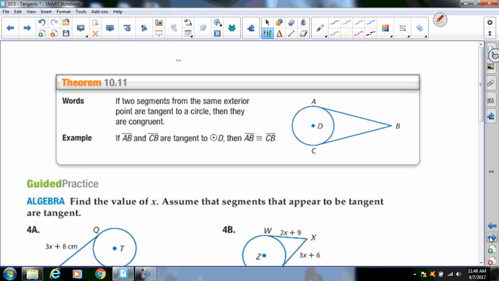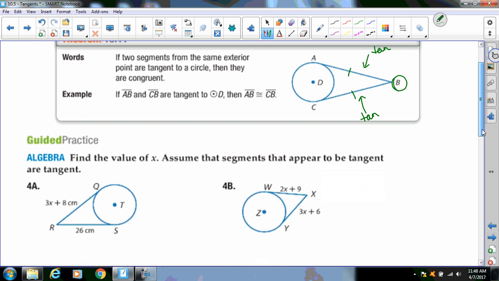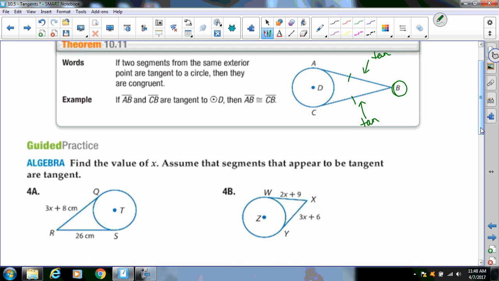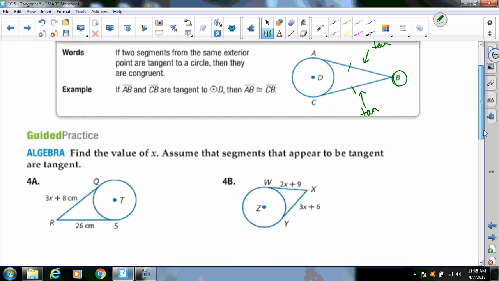All right, now the next one. If you have two segments that are coming from the same exterior point, so now we have a tangent line here, and we have a tangent line here, and they're both coming from this common point B outside the circle. If that happens, then the conclusion is that BC and BA are going to be congruent to each other. So again, that's more information to memorize. You need to memorize tangents are perpendicular, but you also need to memorize if tangents come outside the circle from the same point, they're congruent.